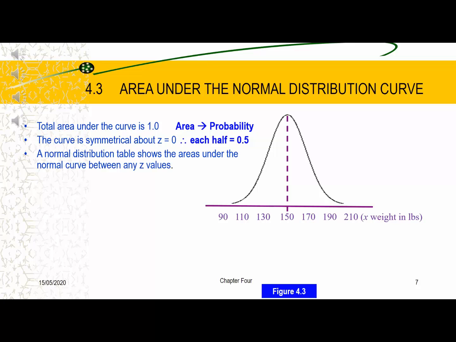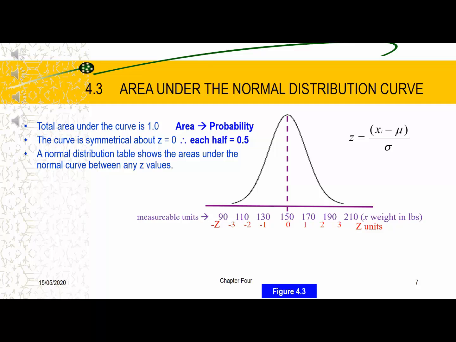Note that the normal distribution curve has two parallel units of measure along the x-axis. One unit of measure is the quantitative variable. In this case, it is the weight of students in pounds. It is expressed as an x value. The other unit is the z value. See the z formula from page 44 on your lecture notes. Z measures how many standard deviations an x value is away from the mean.